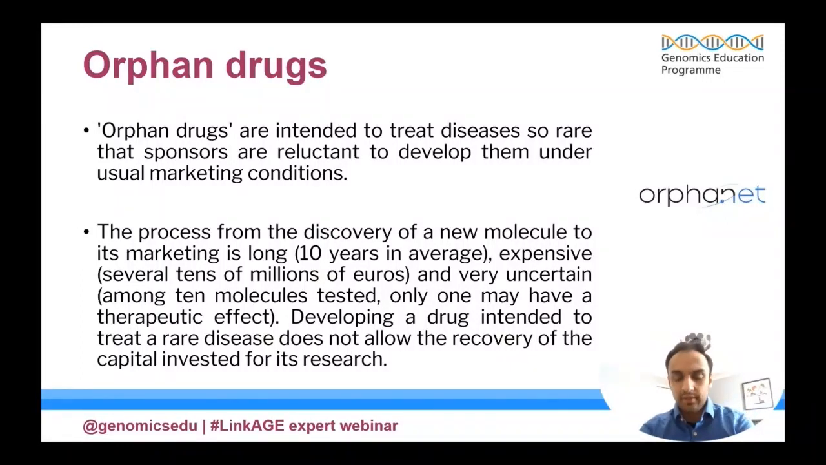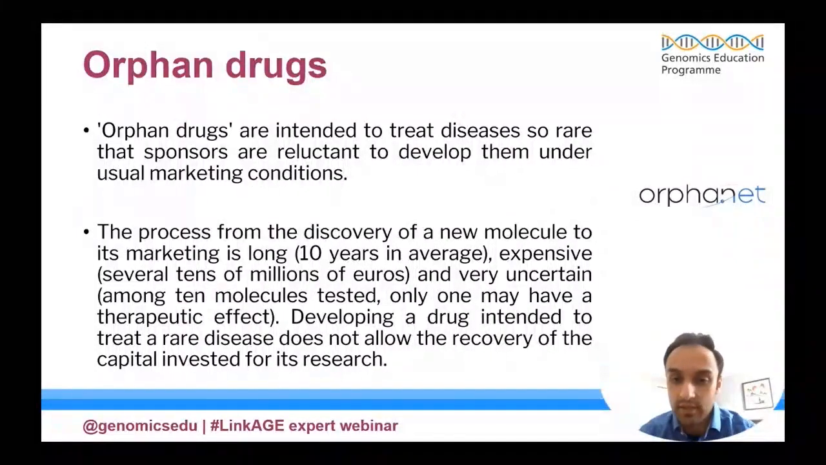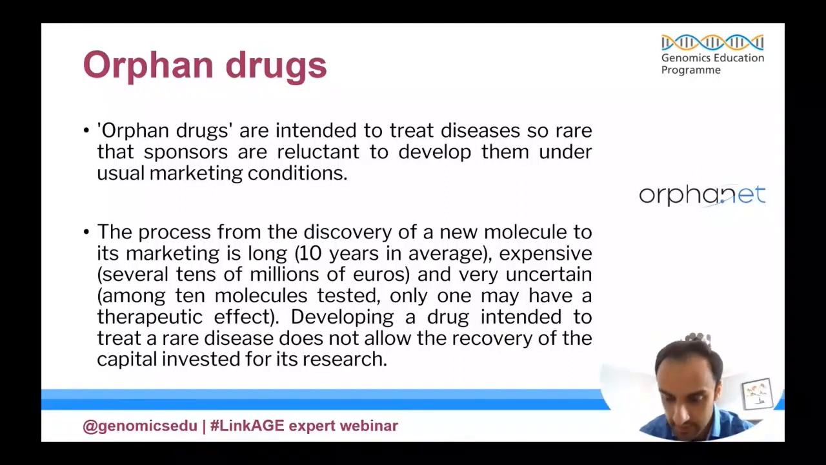Put in perspective, the process of identifying a new drug molecule is hugely long and hugely expensive. The slide says tens of millions of euros, but actually sometimes it's hundreds of millions. And it's also very uncertain because less than 10% of agents are actually effective and make it through to phase four trials.